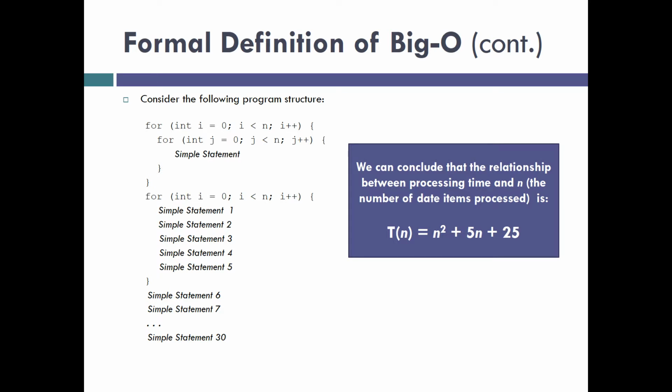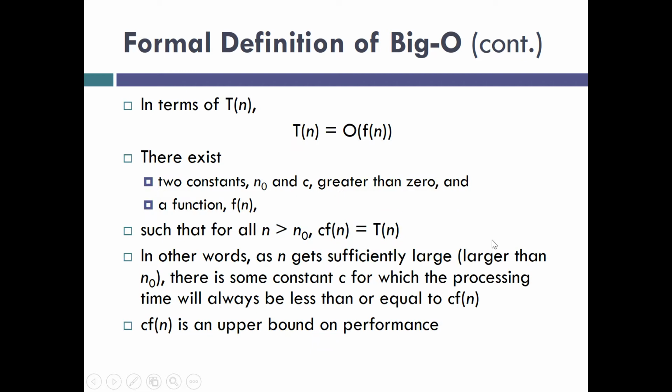So we would say that this algorithm, with an input of size n, would be n squared plus 5n plus 25. That makes sense to everybody? So now what we try to do is describe that better in terms of O of n. What that means is that T of n is equal to big O of f of n. What is this f of n? Well, there are two magic numbers that we're just going to make up. Not out of nowhere, but we're going to kind of just make them up.